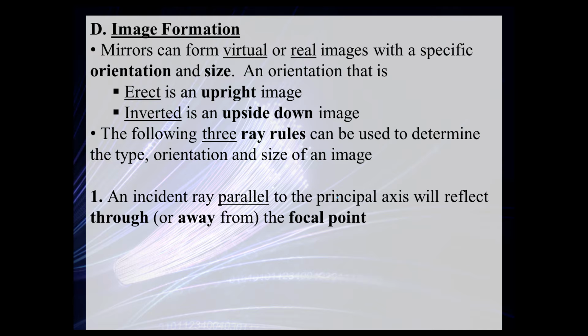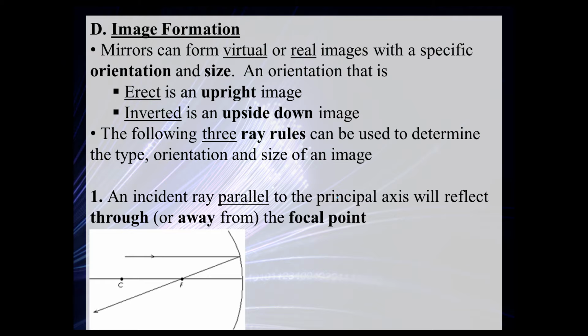Rule 1 tells me an incident ray parallel to the principal axis will reflect through or away from the focal point. Okay, let's look at a picture to show this. In this situation, you have a concave mirror. Concave because you're striking the inside of the sphere. In this picture, I have a ray that is parallel to the principal axis. So I can use this symbol to represent parallel to the principal axis. If you have a ray of light that approaches the mirror parallel to the principal axis, it will always reflect through the real focal point.